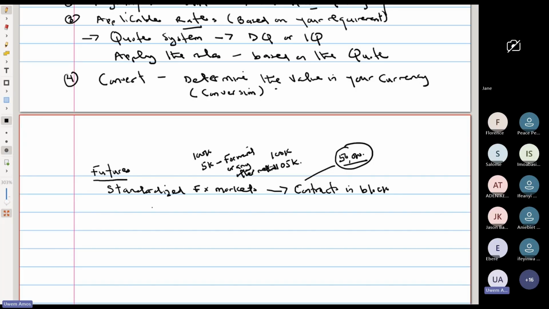So that's one of the conditions or features of a futures market. The second characteristic of futures quickly is that they have a fixed maturity date.